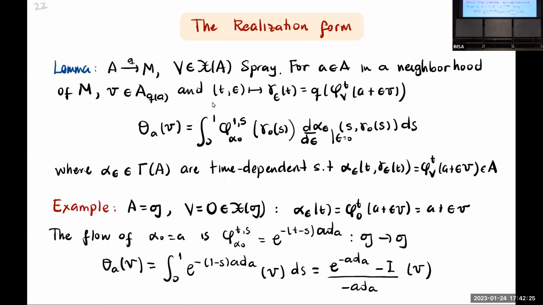So take a Lie algebra and take the zero spray. Okay. So this map alpha of epsilon, where alpha of epsilon are sections, and then you evaluate them at this other point. Anyway, it doesn't matter. So this alpha epsilon of T should be elements of my Lie algebra. Actually, they don't depend on T because I'm taking the zero spray. And the flow of the zero spray is the identity, of course. The flow of the vector field that is zero is the identity. Then what I get is that alpha epsilon of T is just A plus epsilon B. Okay.